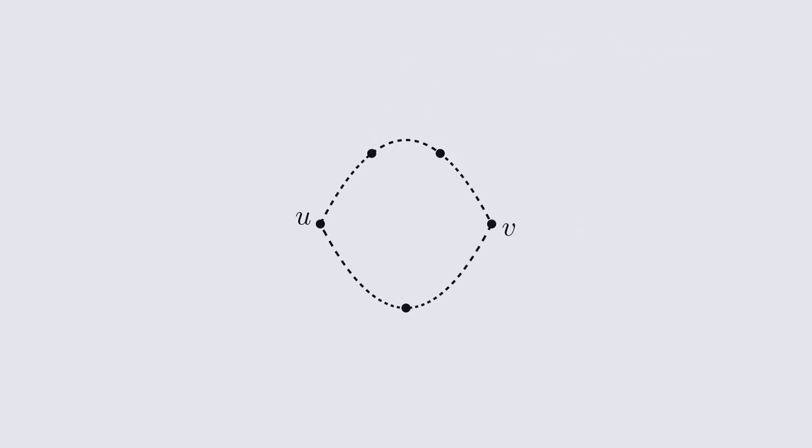Well, what if the bridge was connected to the cycle in only 1 point? Then we can remove that point and disconnect the bridge from the cycle. But that's not allowed because we know that the graph is 2-connected. What if the bridge connected to the cycle in more than 2 points?